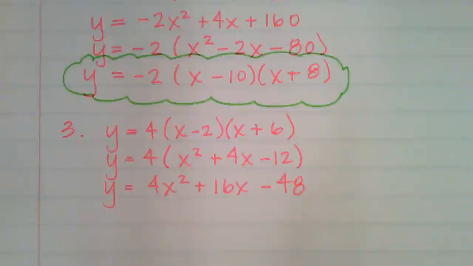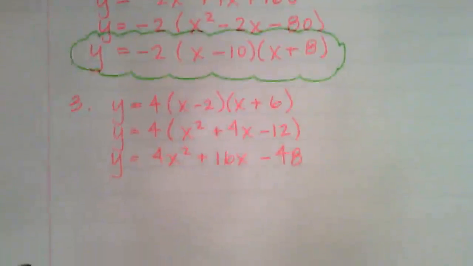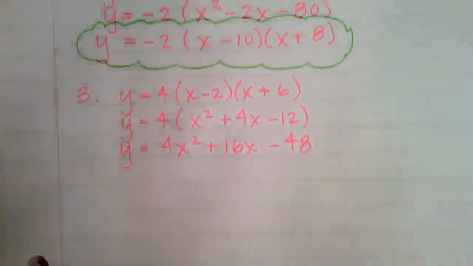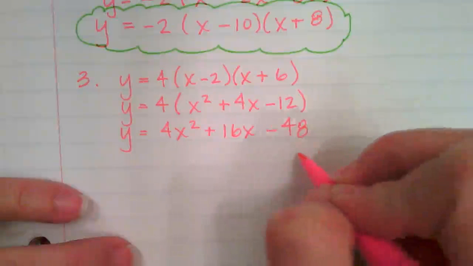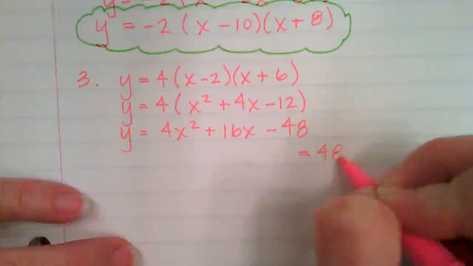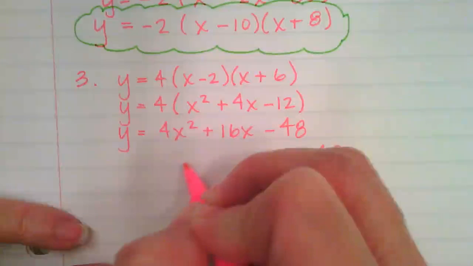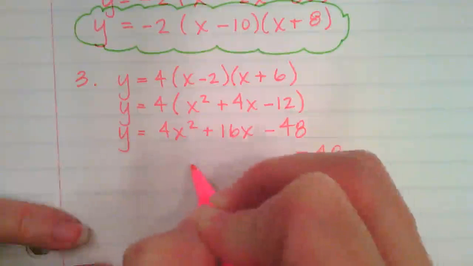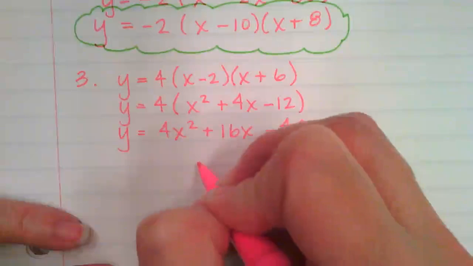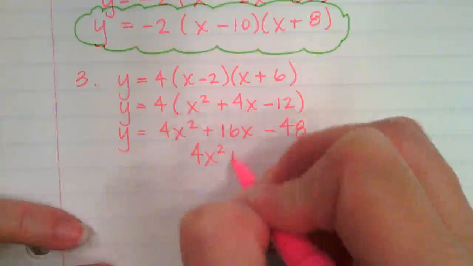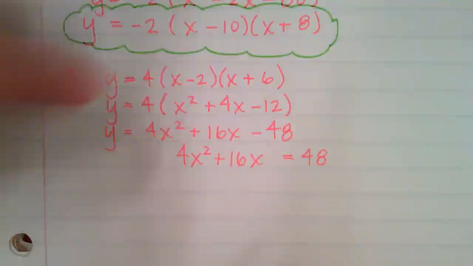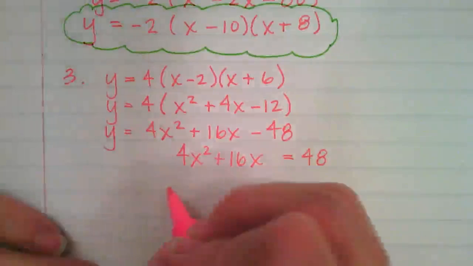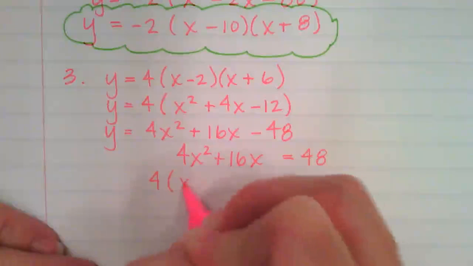But I want to get vertex form, so I have to do completing the square. So here we go. So let me move this up a little bit more. I think I'm going to need some more space. All right, so first thing I'm going to do is move the 48 to the other side. So I'll go ahead and write it out separately. So that'll be 4x squared plus 16x equals 48. I can't complete the square with a leading coefficient, so I need to take out that 4.